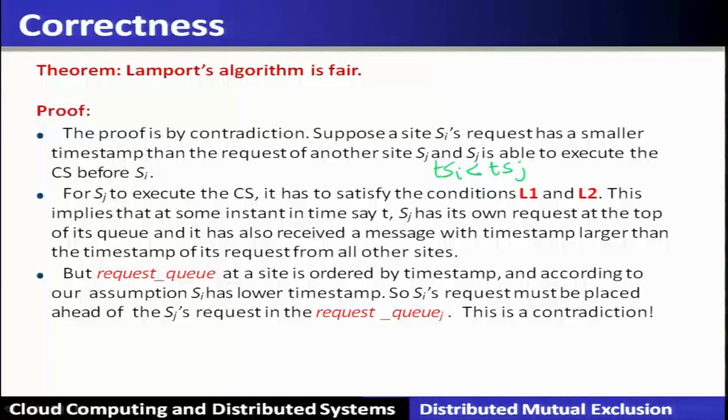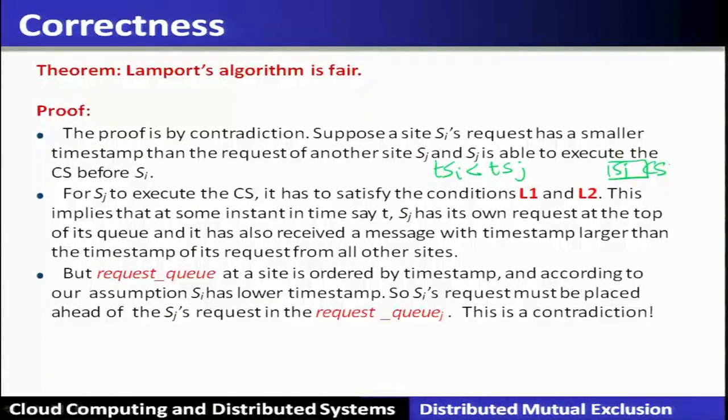For SJ to execute the critical section, it has to satisfy the conditions L1 and L2. This implies that at some instant in time, say t, SJ has its own request at the top of its queue, and it has also received a message with a timestamp larger than the timestamp of its request from other sites. But the request queue at a site is ordered by the timestamp.